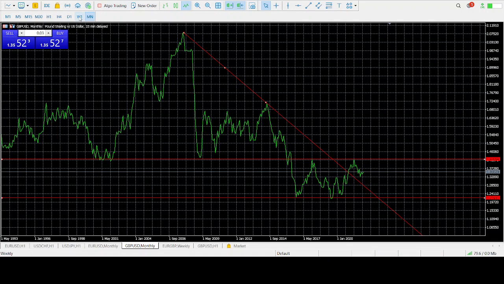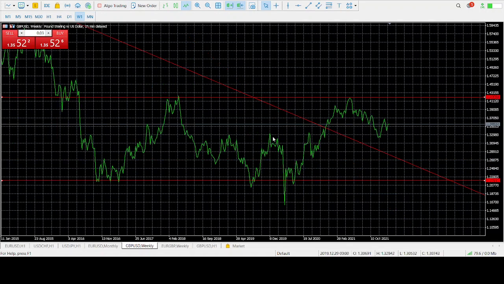So we'll go to the weekly time frame now. Maybe draw some more lines to see what is actually happening on the smaller time frame. But once again, I will say that the higher the time frame, the more important these lines are. Now we can draw another trend line.